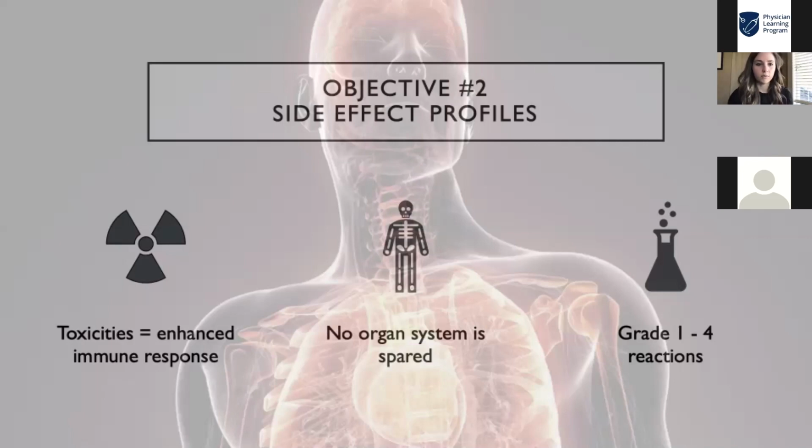As a review of objective number 2, checkpoint inhibitors have a side effect profile that is distinct from conventional chemotherapy. These drugs result in toxicity related to an enhanced immune system response and can affect any organ system, most commonly skin, GI tract, endocrine, and pulmonary systems. These reactions can occur within the first couple weeks of treatment, as well as months after cessation of treatment, and reactions are graded on a scale of 1 to 4.